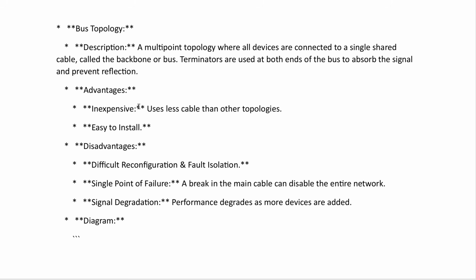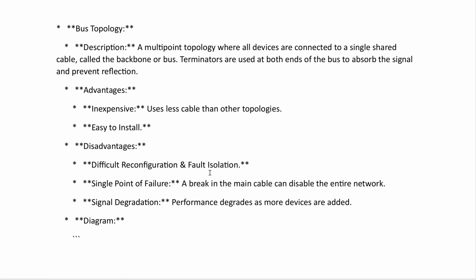The next topology is the bus topology. Bus topology is a multi-point topology where all the devices are connected to a single shared cable called the backbone or the bus. Terminators are used at both ends of the bus to absorb the signal and prevent reflection. Advantages of the bus topology are: it is inexpensive, that is, it uses less cable than other topologies. Bus topology is also easy to install.